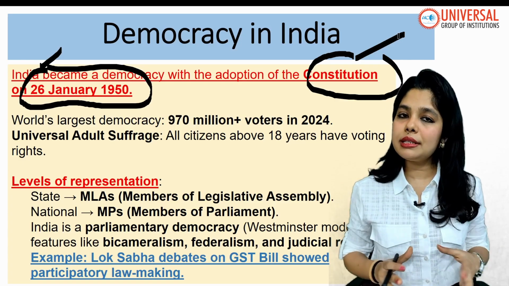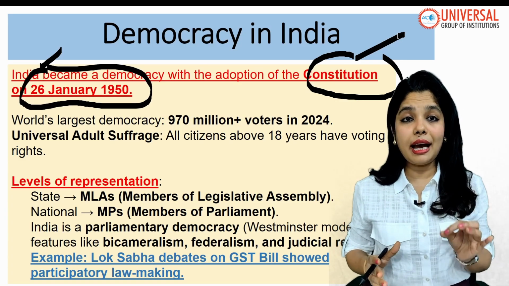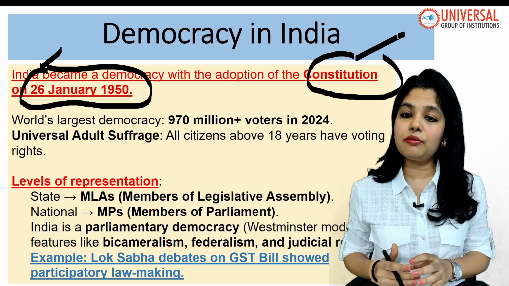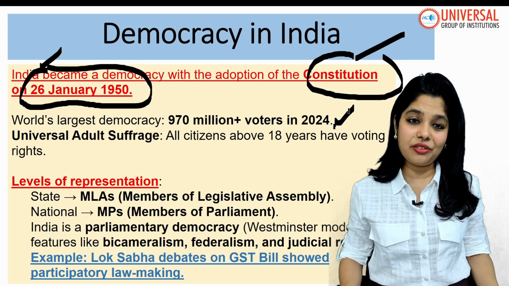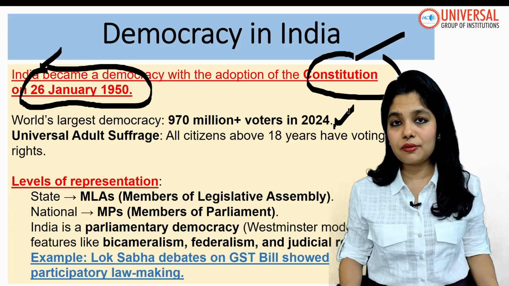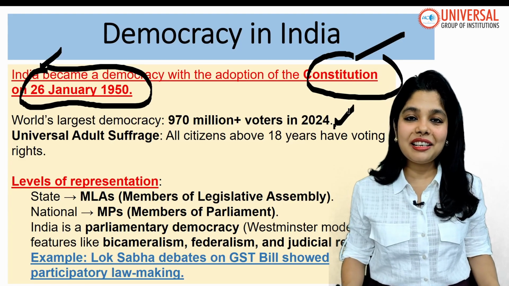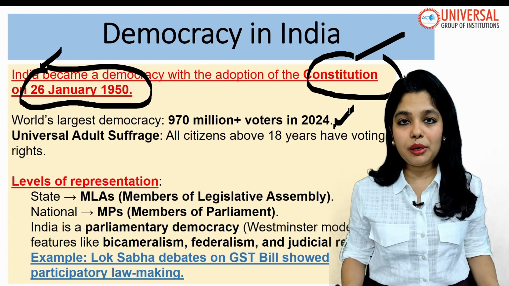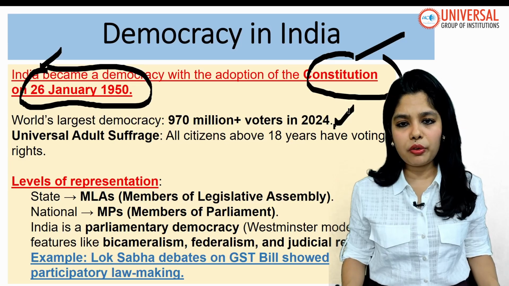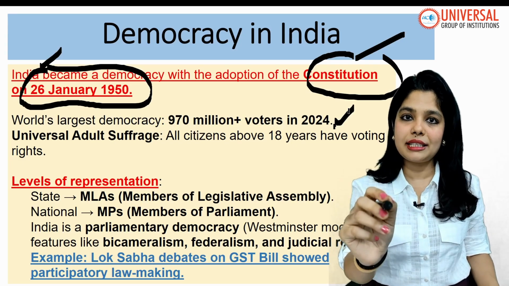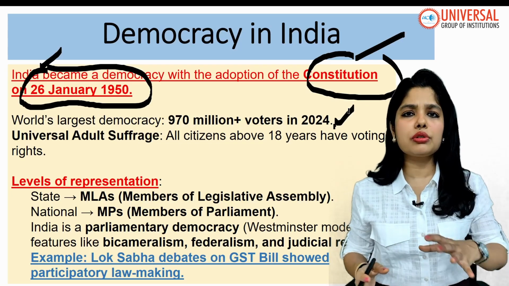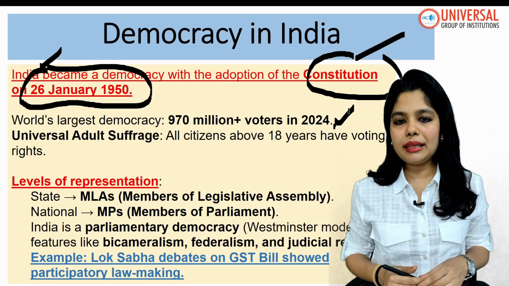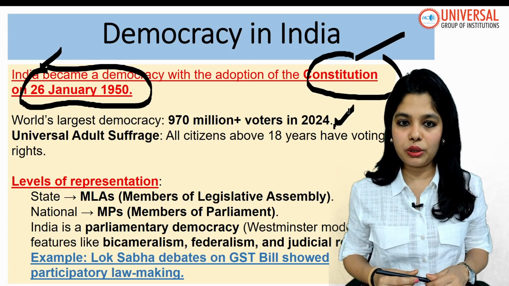So we are the world's largest democracy with 970 million plus voters in 2024. That's the example of a successful democracy where people have the right to vote. And we have seen the voter count was almost 1000 million plus in 2024.